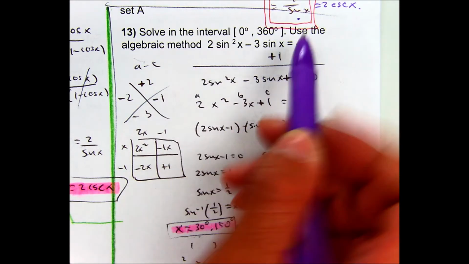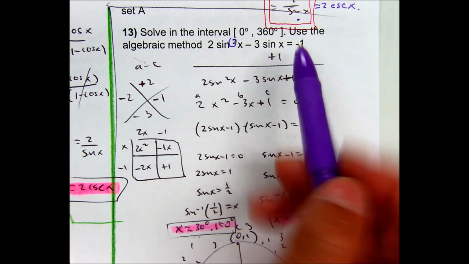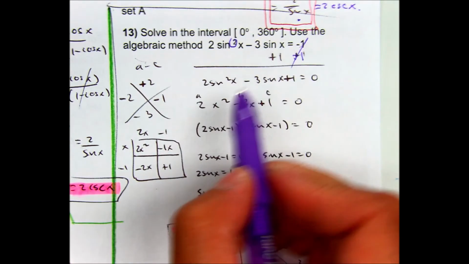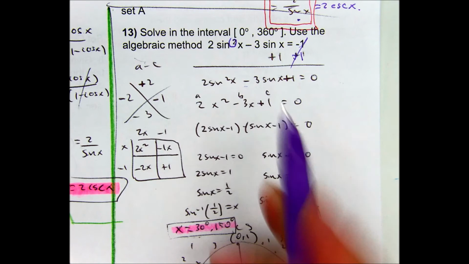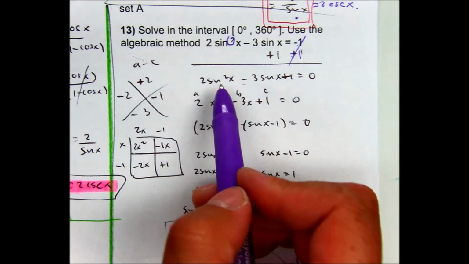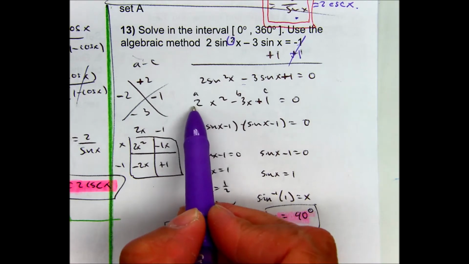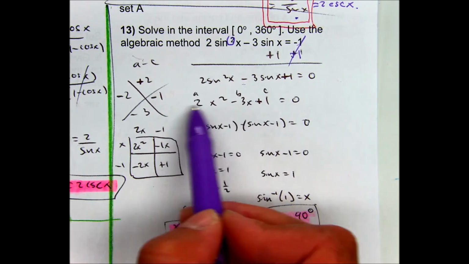To solve quadratics, you're going to have to set that equal to 0. So I'm going to add 1 to both sides. This equals 0. And you have 2 sine squared x minus 3 sine x plus 1. Remember, if you get intimidated by this, just take out the sine, and you basically have something that looks like this: 2x squared minus 3x plus 1. I'm going to try to factor this.